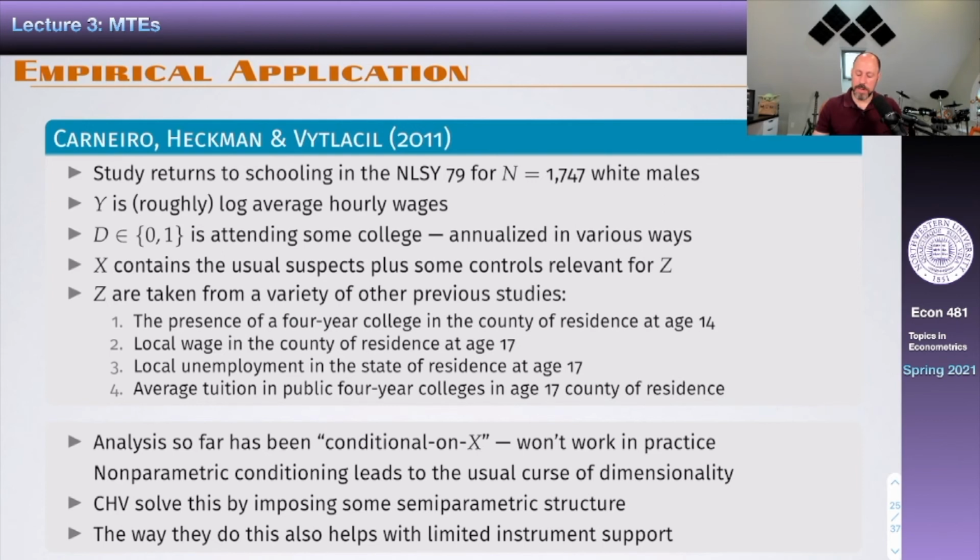Non-parametric conditioning leads to the usual curse of dimensionality, implementation issues, all sorts of issues, including also this requirement that we have in the support of the propensity score. Even if we just get rid of the curse of dimensionality, we'll have issues that we'll have to deal with in a second.